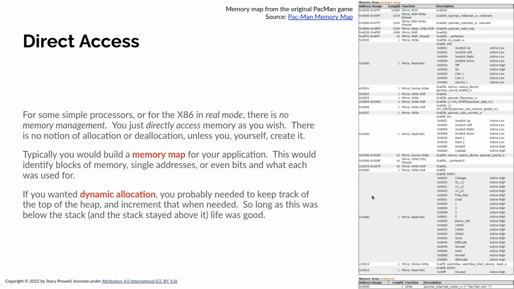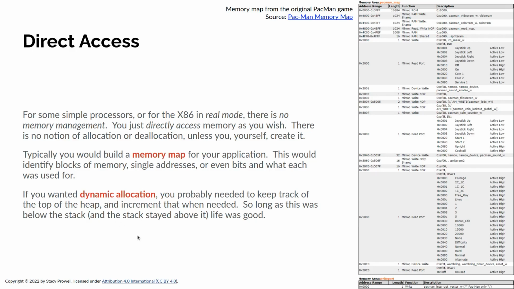This is part of the memory map for the original Pac-Man video game. And you can see up here, we've got some ROM, some RAM, and then we have other information down through here, like whether or not there's a bonus life, etc. People had to keep track of all this as they were building it.